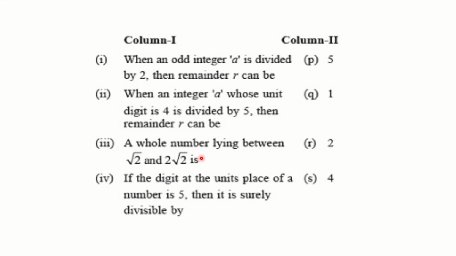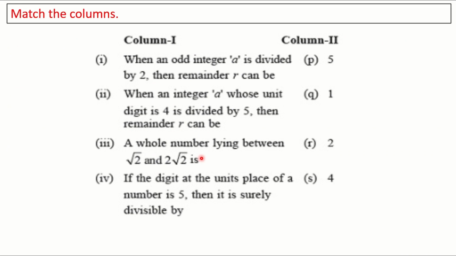Now this one. The question is just match the following. So let's see. When an odd integer a is divided by 2, the remainder r can be odd, right? So when you divide it by 2, you'll get only 1. So q. All right, 1 is the answer. When an integer a whose unit digit is 4 is divided by 5, then the remainder r will be 4.